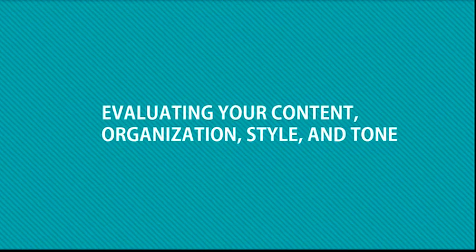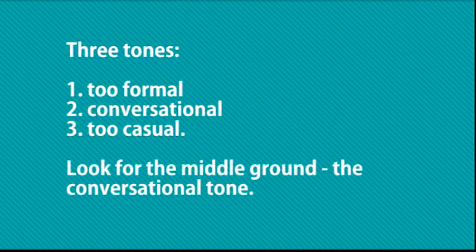Evaluating your content, organization, style and tone. When you begin the revision process, focus your attention on content, its organization, its style, and its tone. As you remember from the previous videos, there are 3 tones: too formal, conversational, and too casual. Look for the middle ground, the conversational tone. Is your writing formal enough to meet the audience's expectations without being too formal or too academic? Is it too casual for a serious subject? If so, change it.